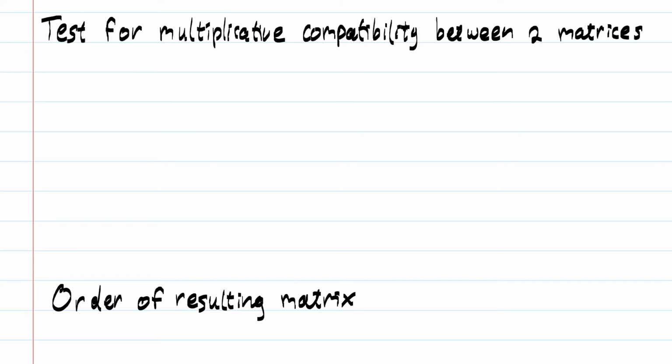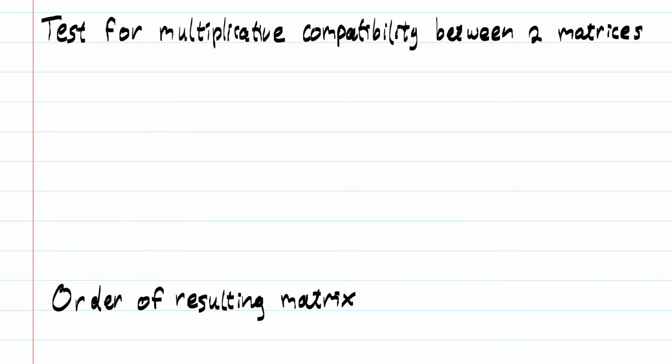So let's take a look at a very easy way to determine that before we start multiplying matrices together. And we're also going to take a look at a little tip to see what the order of the resulting matrix will be, so we'll know what the resulting matrix will look like before we even get to it.